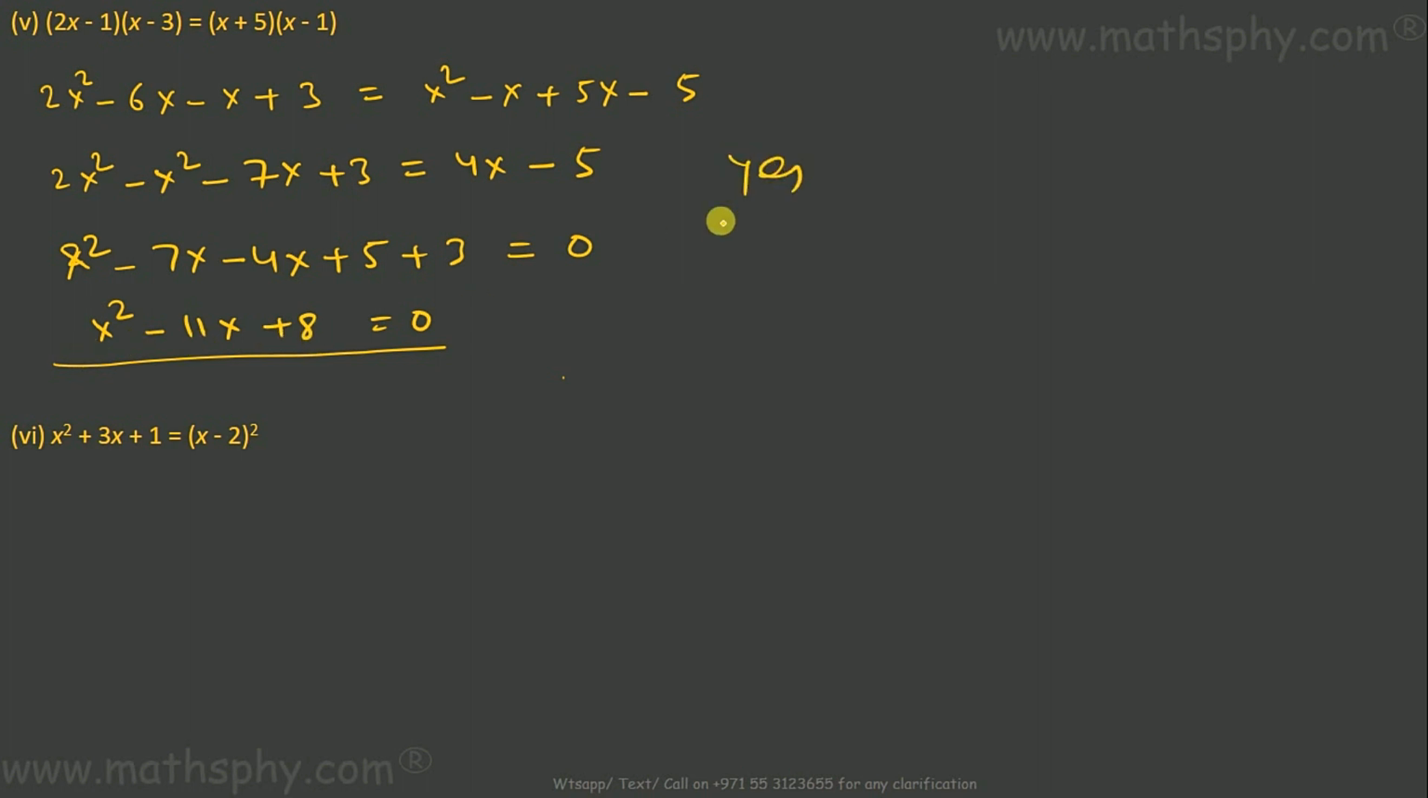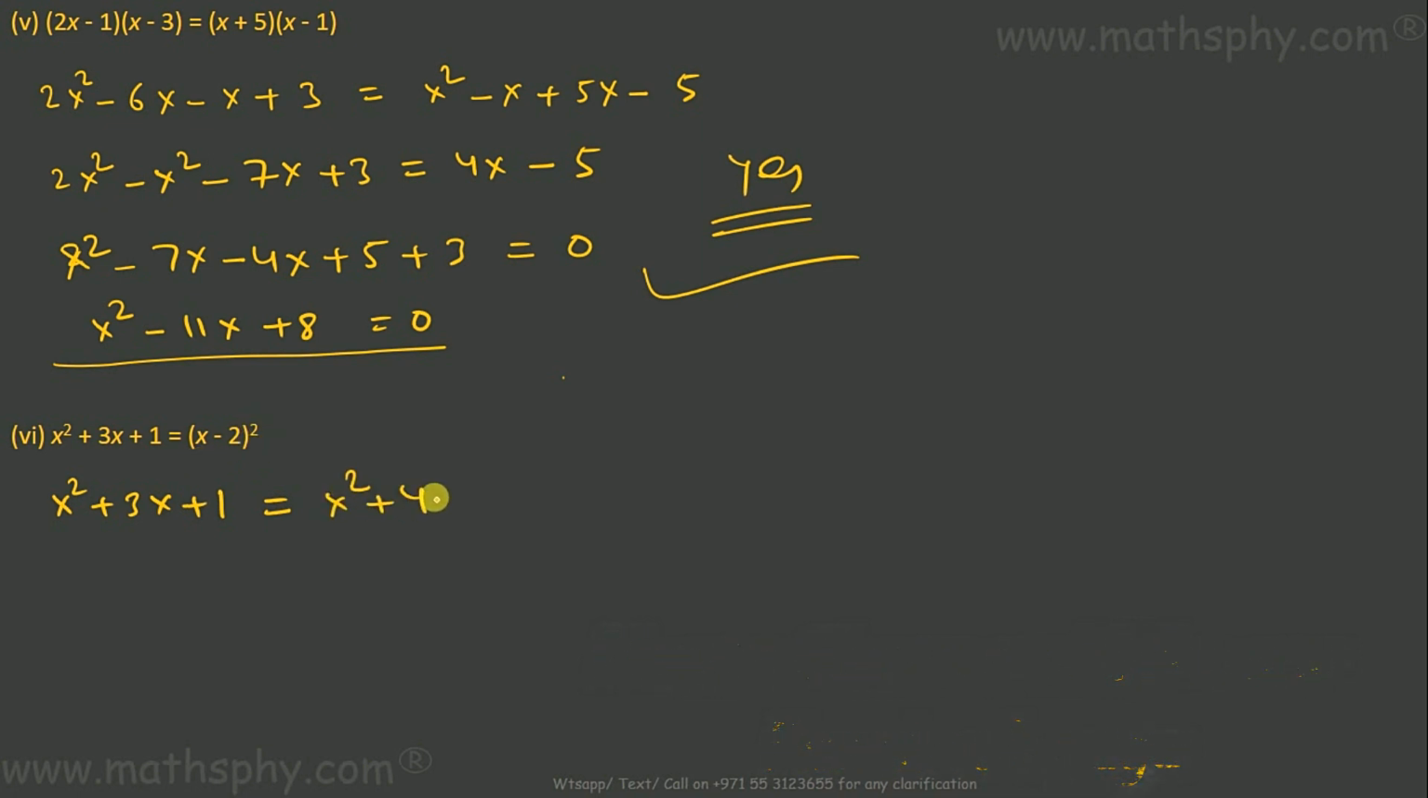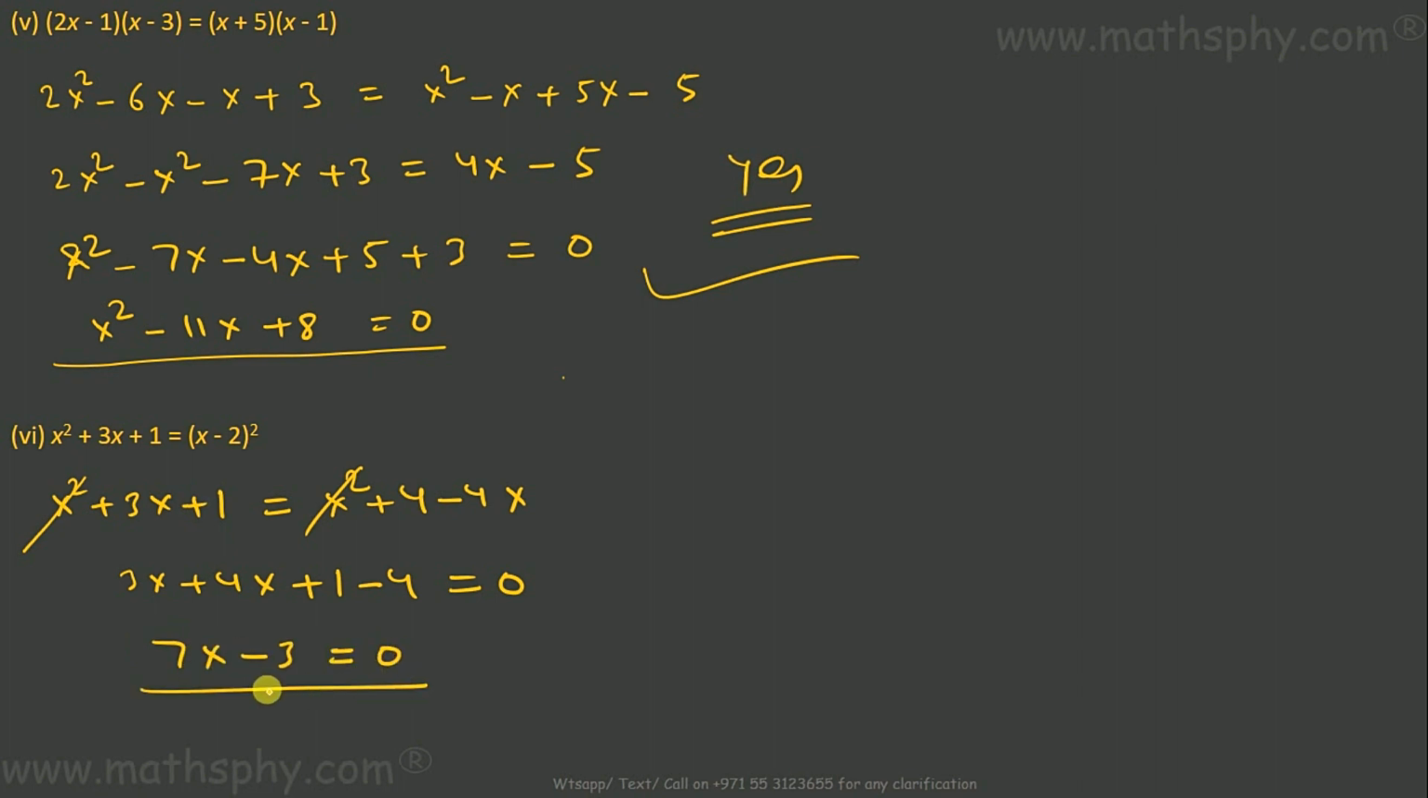So this is quadratic. This one here, x squared plus 3x plus 1 equals a minus b whole square, which is a squared plus b squared minus 2ab, means 4x. So this is cancelled from here. What we are left with is 3x, this 4x comes this side, plus 4x plus 1 minus 4 equals 0. So this is 7x minus 3 equals 0. A square is missing. We cannot write it into ax squared plus bx plus c. This is not quadratic.